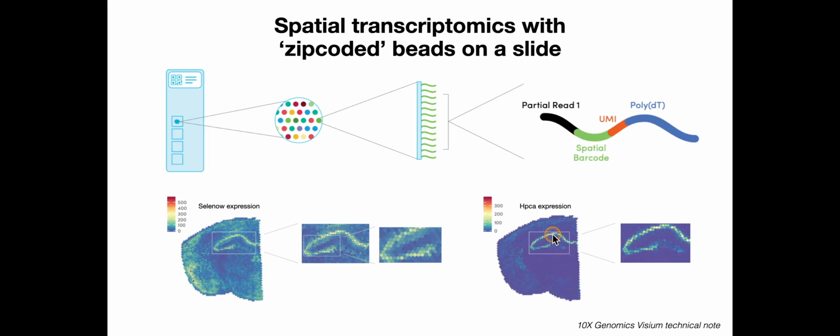Now, resolution here is an issue. How big this spot is and how many cells could potentially give rise to, for example, this HPCA expression is just one of the technology limitations at this current time. But there are other methods out there that can enable true single cell resolution.